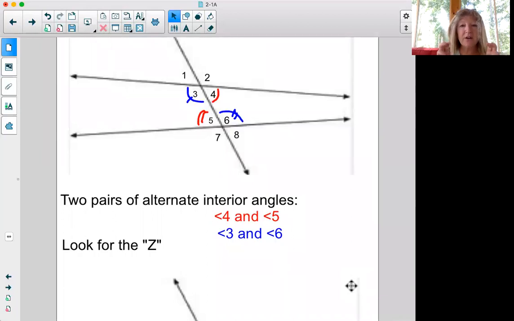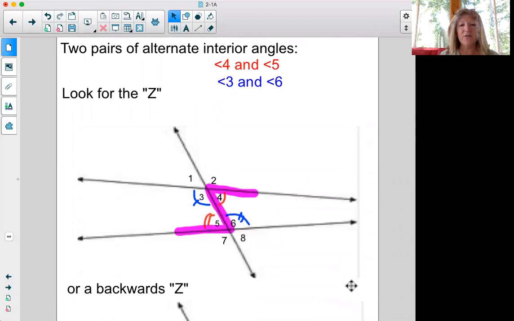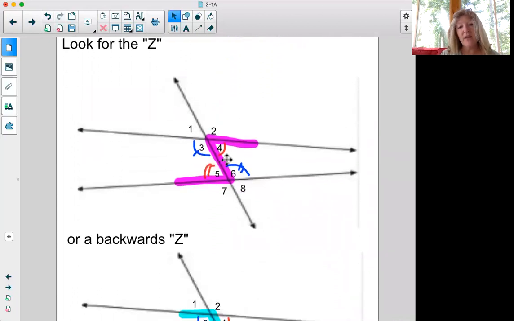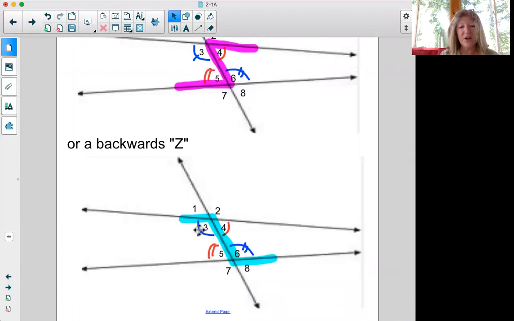And a cheat letter, or a sneaky way to always be able to figure it out, is to look for the letter Z. And the alternate interior angle pair will be in the elbows of the Z. So in this case, 4 and 5, and in this case, 3 and 6.